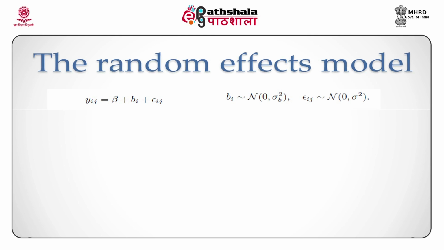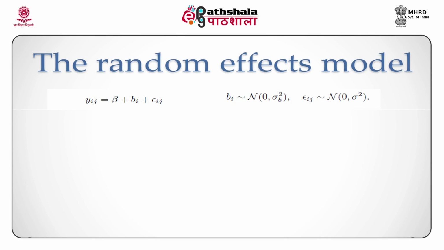That is, we are assuming that Bi, which represents the deviation from the overall mean beta for the ith rail, itself has a distribution across the rails, and this distribution is normal and given by Bi follows normal(0, sigma_b squared), and this is independent of the epsilon_ij's which follow IID normal(0, sigma squared).